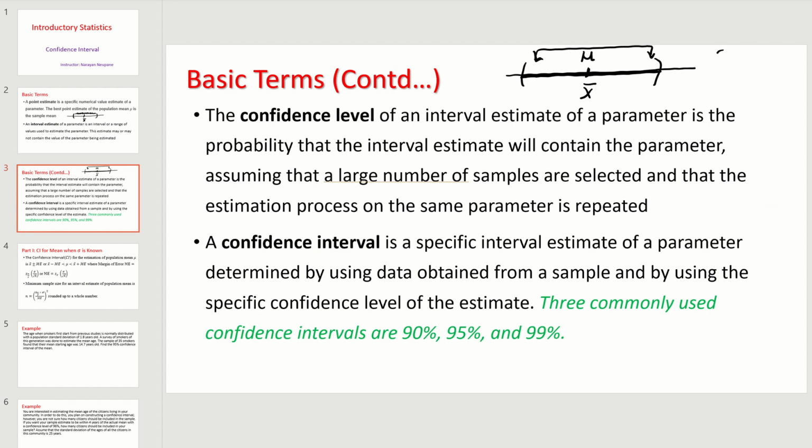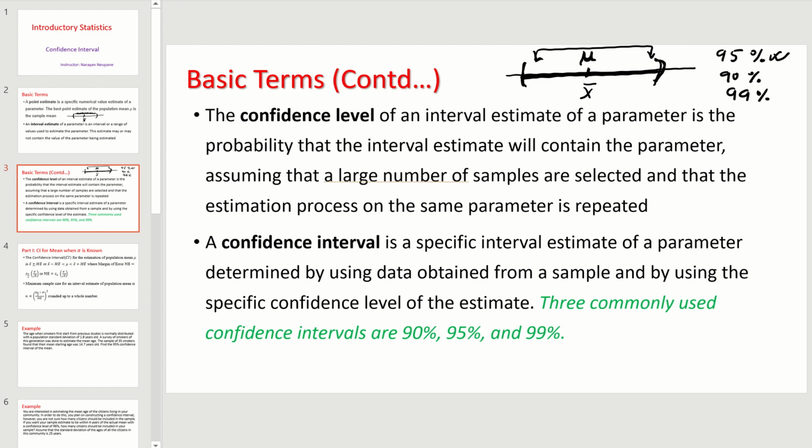But I have to say this with certain confidence level. So the confidence levels are like 95% confident, or 90% confident, or 99% confident. These are called the confidence level. The confidence level of an interval estimate of a parameter is the probability that the interval estimate will contain the parameter. If I am 95% confident that the population mean lies in this interval, that is the probability that mean lies between this lower value and that upper value is 0.95.